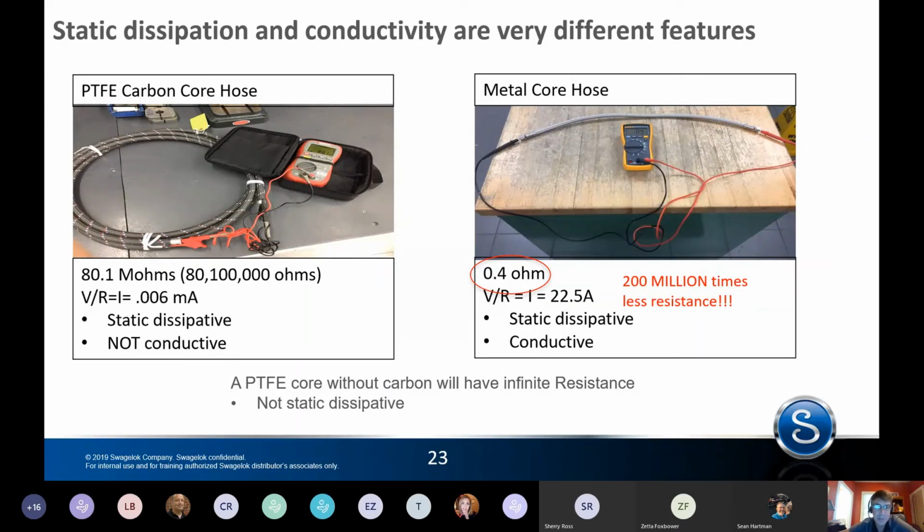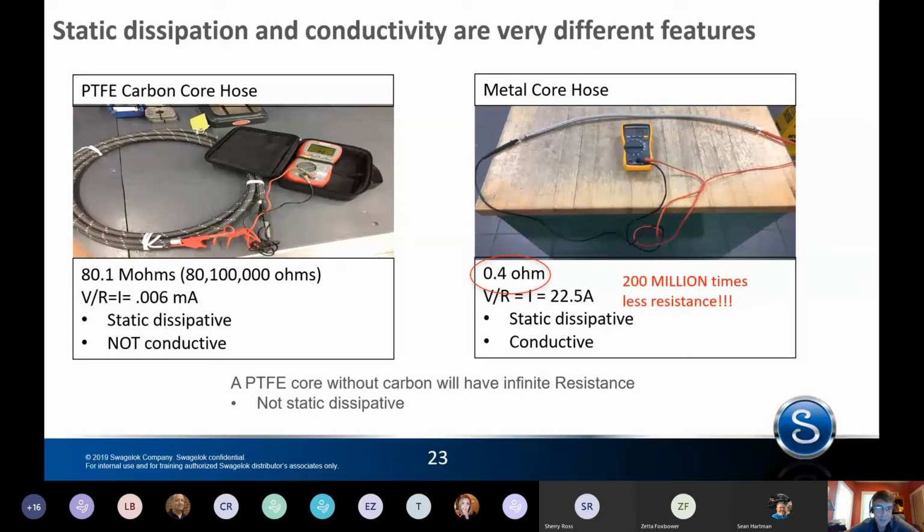The picture on the right, let's start with, is a metal core hose with a metal braid, metal end connections, full stainless steel, everything. And we applied a voltage across the hose and measured the resistance, measured the amps. And what we got was this hose had 0.4 ohms of resistance. This would be considered a grounding wire. This is a conductive hose. Very, very strong, very, very high current flow through this hose, full metal.